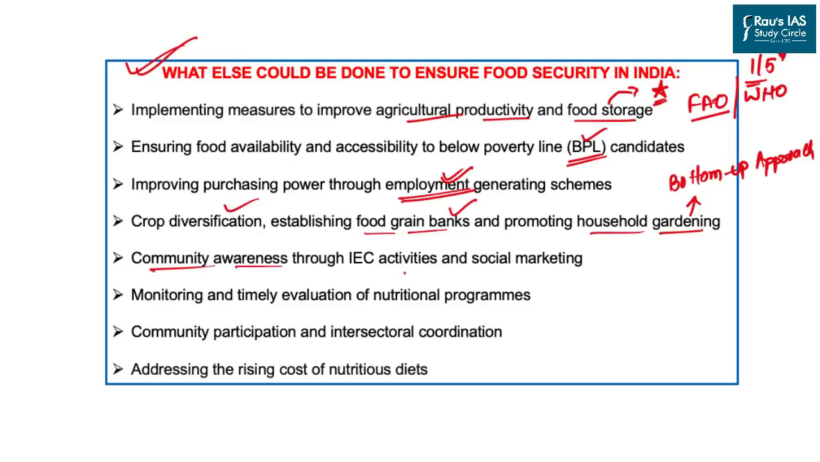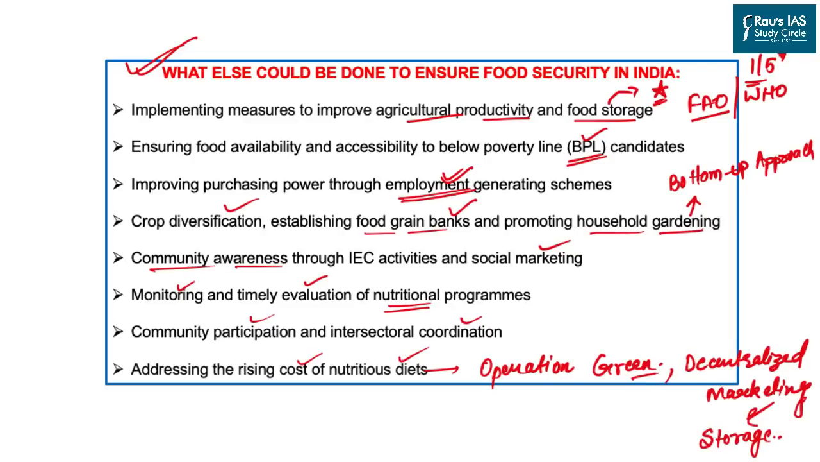We also need to enhance community awareness programs and social marketing. We require better monitoring and timely evaluation of the nutritional programs, including PM Poshan and ICDS. Community participation is important and intersectoral coordination is also important. And lastly, we need to address the rising cost of nutritional diets. The best example I would quote here is again Operation Greens and the promotion of decentralized marketing and storage. Given decentralized marketing and storage, the government will be able to procure food products at a local market and sell those products in the local market itself in order to ensure food security.